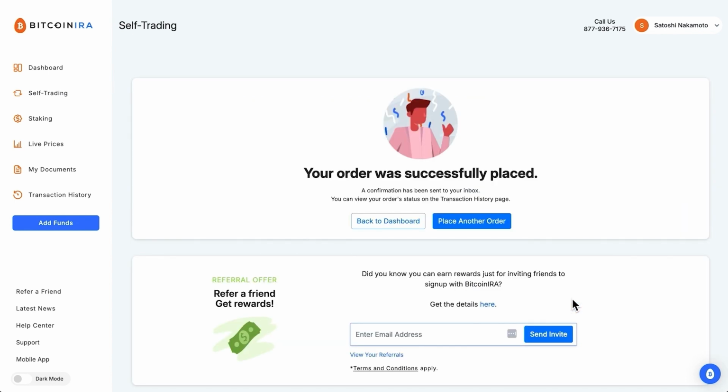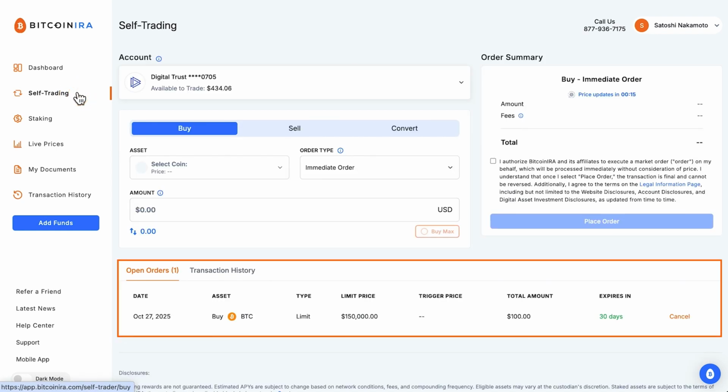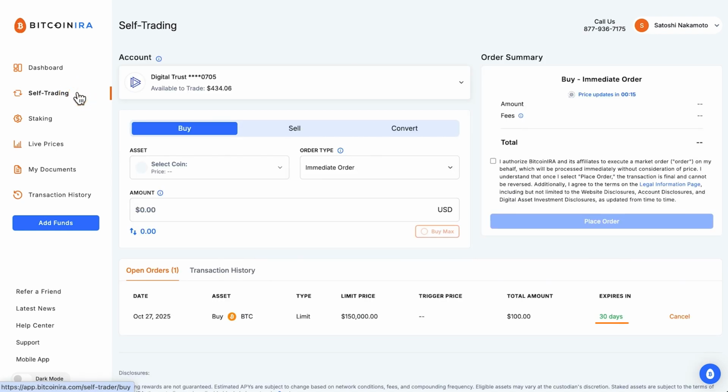Congratulations! Your limit order has been created. You'll receive a confirmation email if your limit order executes. You can also track its status in the Open Order section of the self-trading page. Each limit order stays active for up to 30 days, or until it's either filled or canceled.